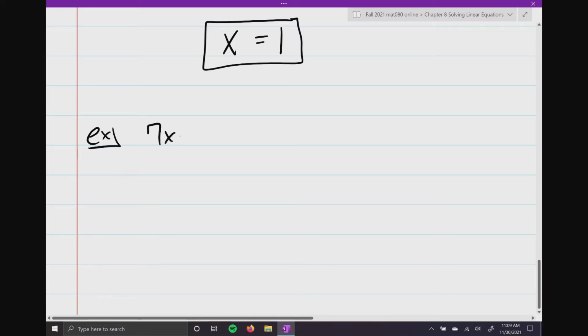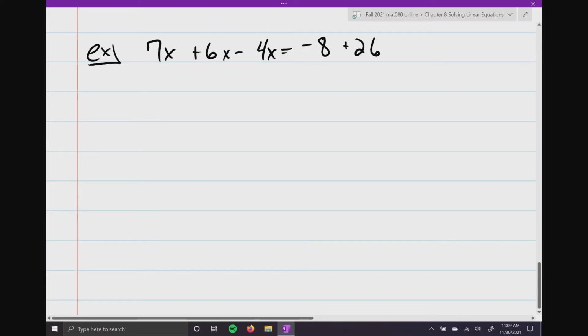7x plus 6x minus 4x equals -8 plus 26. All right, so step 1, I don't see fractions. Step 2, I do not see parentheses. Step 3, I'm going to group like terms on the left. They all have an x. They're all raised to the first power. So 7 plus 6 is 13. And 13 minus 4 is 9x.